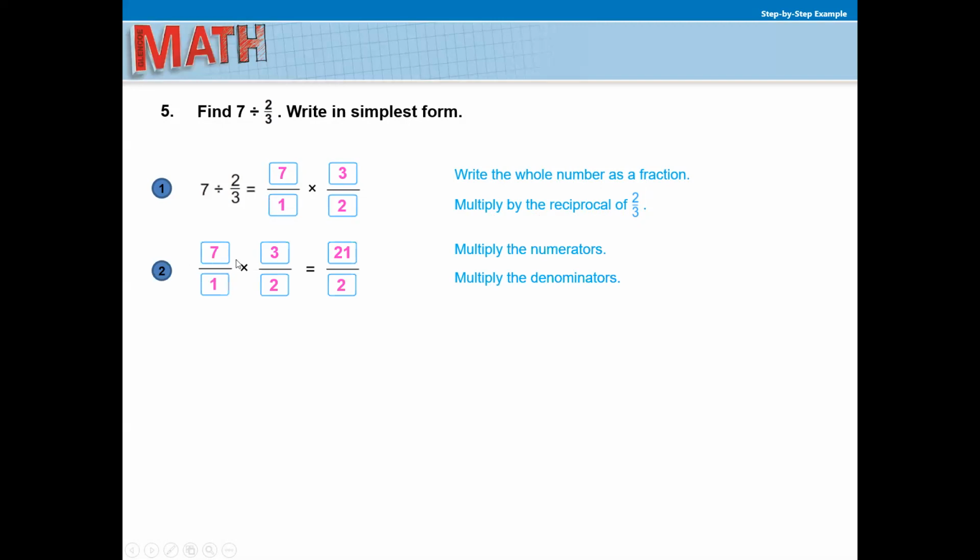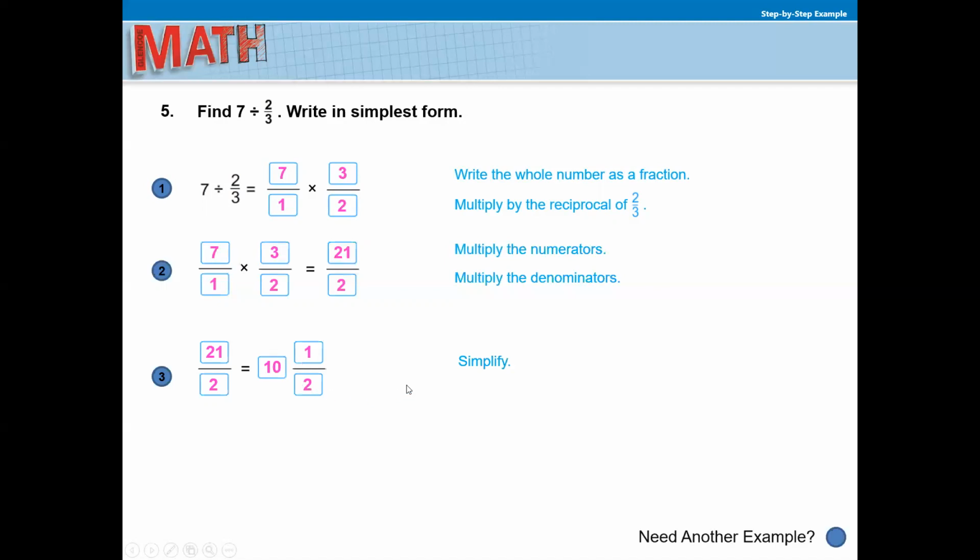Then we multiply the numerator times the numerator, the denominator times the denominator, and we simplify. 7 times 3 is 21. 1 times 2 is 2. 21/2 is an improper fraction. We've got to simplify that. 21 divided by 2. 2 goes into 21 10 times. 10 times 2 is 20. 21 subtract 20 is 1. 10 1/2.